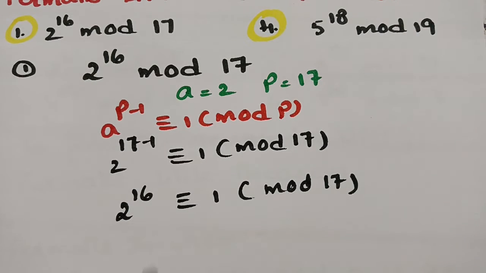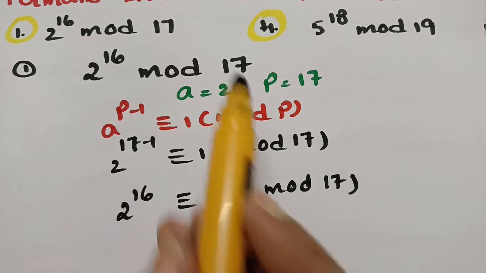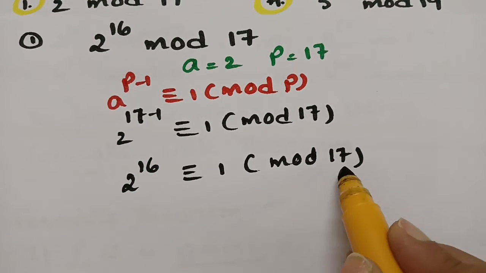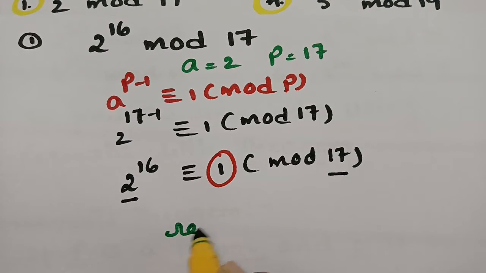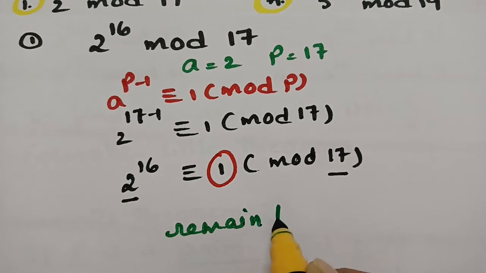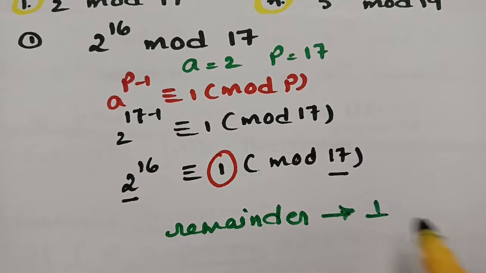If you observe this question, 2 power 16 modulo 17, when 2 power 16 is divided by 17, the remainder obtained according to our problem here is 1. So the remainder value is equal to 1.